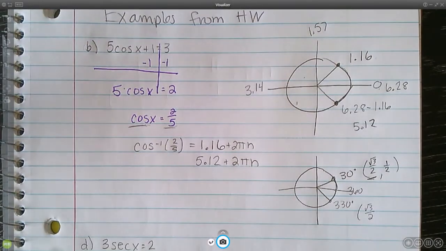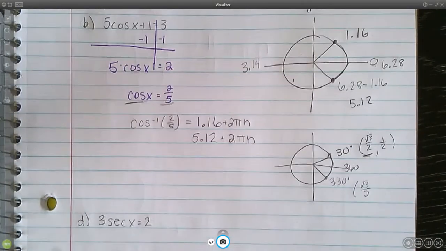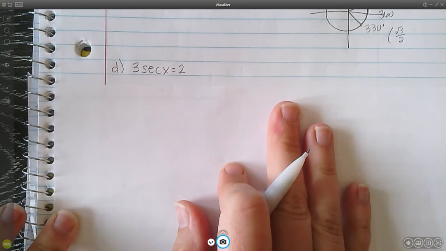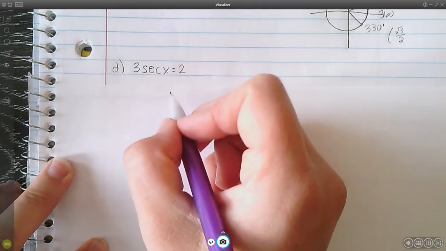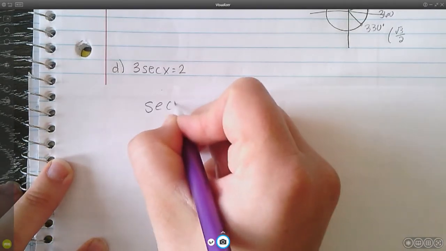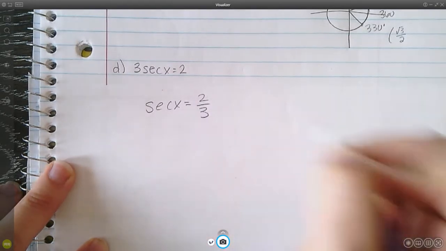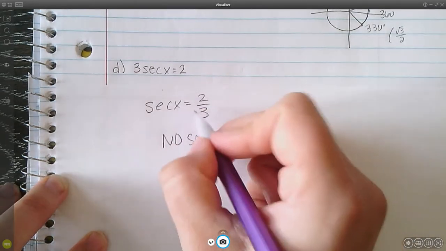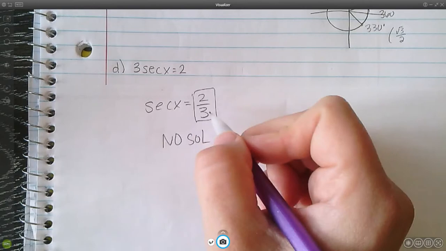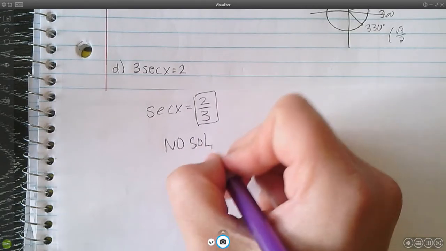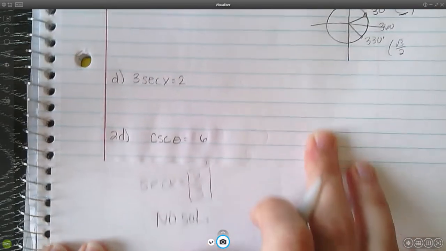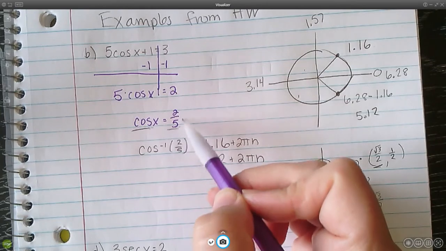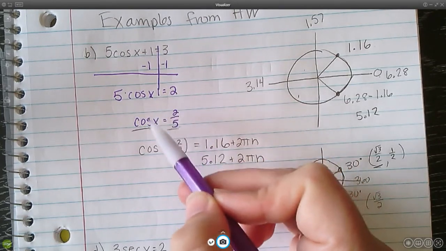Okay, here's another example from your homework. 3 times secant of x equals 2. If I divide both sides by 3, you get secant of x equals 2/3. And guess what? We can stop here. There is no solution because this has to be outside of the range of -1 and 1. So this has no solution. And then up here, I should have showed you this: 2/5, that's in between -1 and 1, so we know that there's going to be a solution.